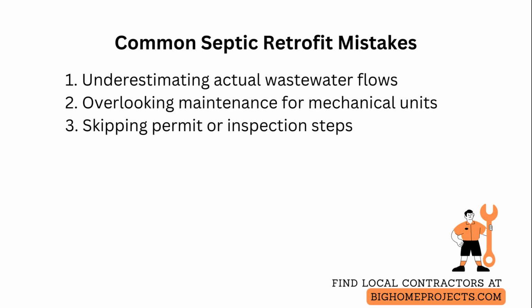For maintenance neglect, write a simple maintenance schedule that covers routine inspections, media replacements, and pump checks, and budget for professional service at least once per year. For permit failures, engage the local authority early, submit detailed plans, and include contingency time and funds for requested modifications.